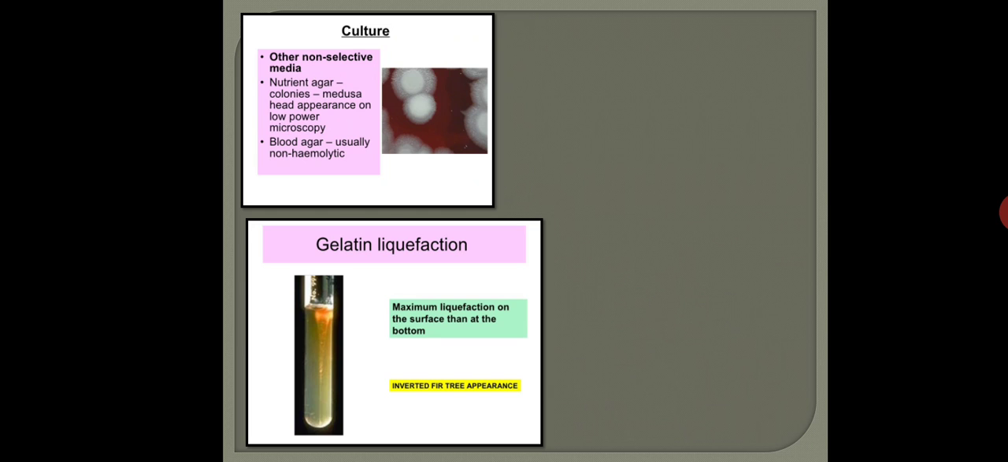Next you can also grow this onto the blood agar. Onto the blood agar, it shows non hemolytic property, meaning there is no rupture of RBCs. Okay, there is no rupture of red blood cells. That is the non hemolytic property.